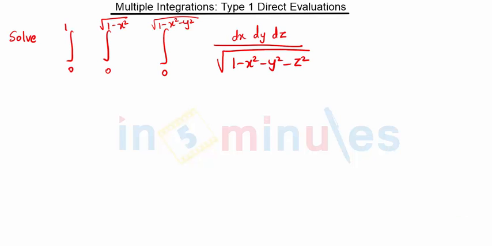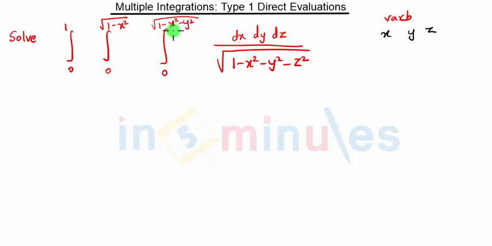In this video we are going to see the next problem on multiple integrations type 1. So this is our question, and here if you see we have three integrations. So this is a problem of triple integration. Now in any problem of multiple integration we first write the variables. So our variables are x, y and z, and then we will write what these limits are for.